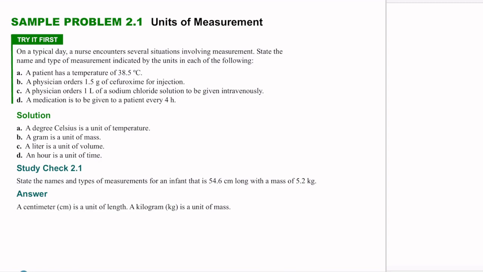Next, we'll state the names and types of measurements for an infant that is 54.6 centimeters long with a mass of 5.2 kilograms. A centimeter is a unit of length. A kilogram is a unit of mass.